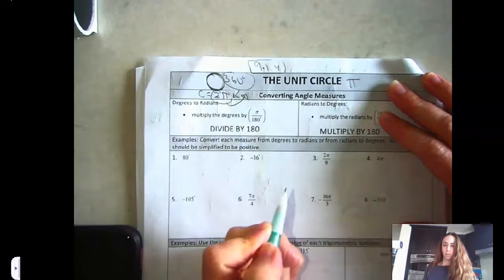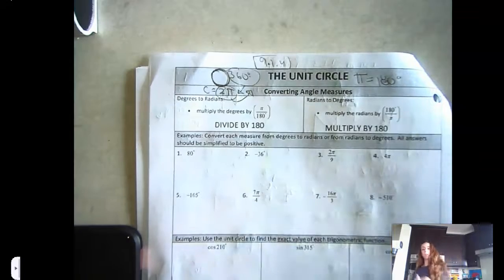Which also means, what if you just see pi? Well, if 360 is 2 pi, how much would pi be? 180 degrees. So right now we're going to convert from radian mode to degree mode and degree mode to radian mode. That's all we're going to do, okay?